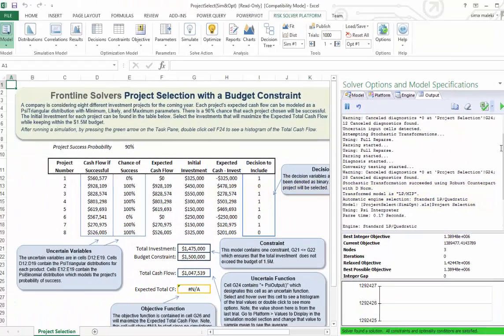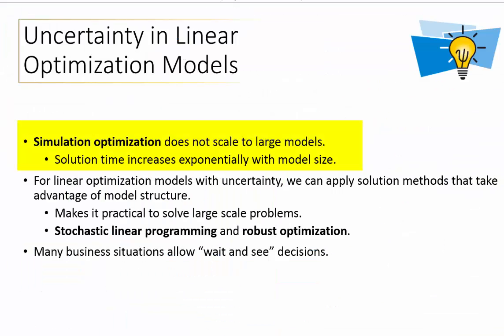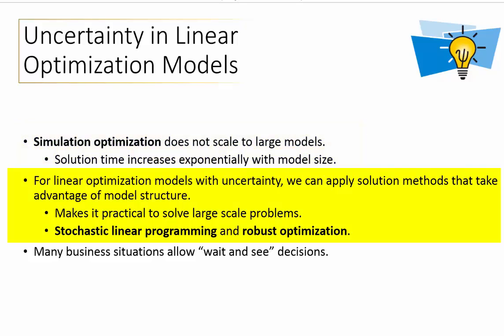This is just one example of the kind of results you could get from Risk Solver Platform. Although helpful, simulation optimization doesn't scale to large models, and the solution time increases exponentially with model size. However, for linear optimization models with uncertainty, we can apply solution methods that take advantage of model structure. These methods, such as stochastic linear programming and robust optimization, make it practical to solve large-scale problems.